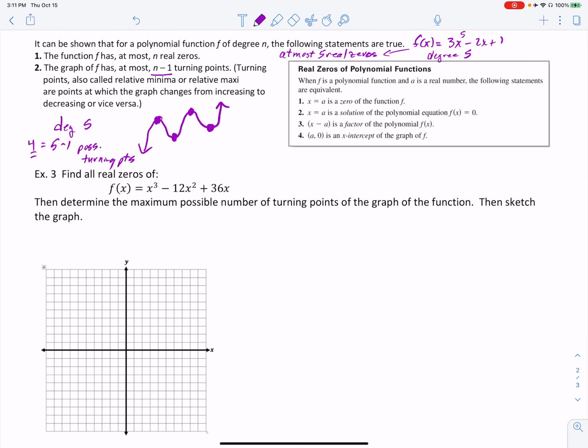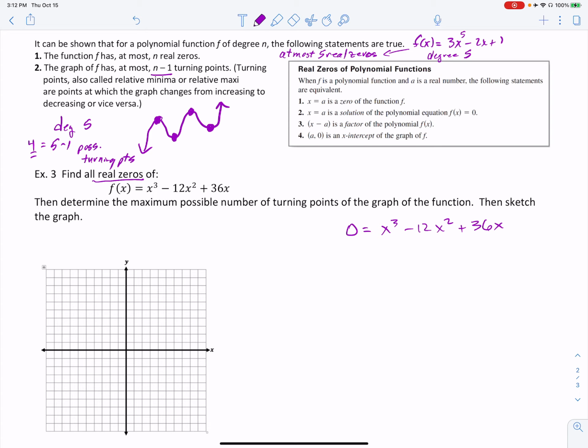So to find all real zeros, we are going to go ahead and factor this. I want to find the zeros. I want to know when y is 0, when it crosses the x-axis. So I'm going to set up solving this for 0. And I'm going to use a sign chart and talk about end behavior in terms of going to graph this. So find all the real zeros, determine the maximum possible turning points of the graph, and then sketch the graph.